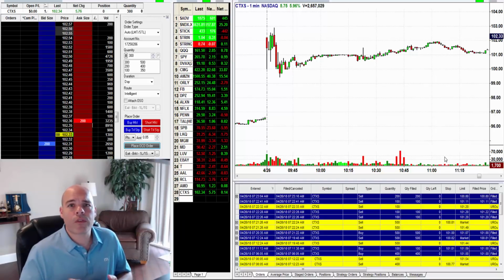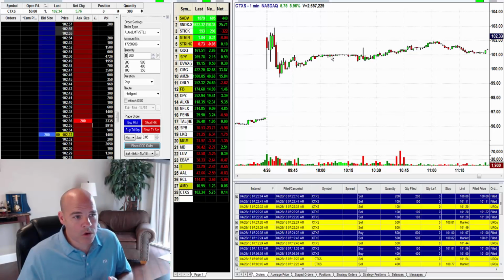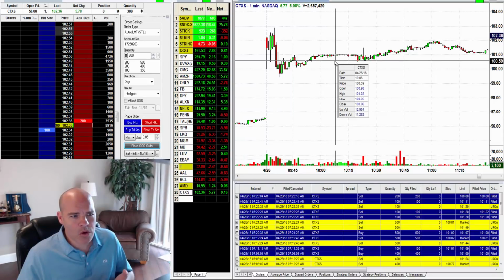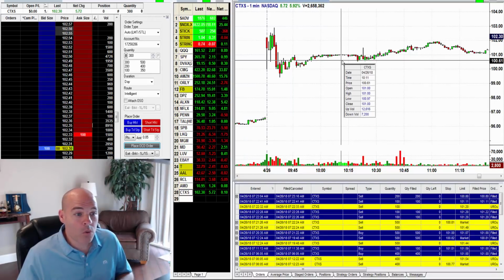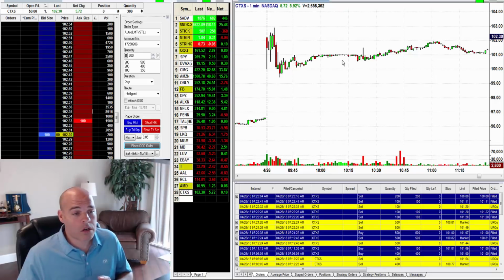Before I go over each one of those, let's take a quick look at CTXS and see what I'm talking about. We can see on the chart here, guys, that CTXS has this beautiful consolidation at 101. This is a 1 minute chart. So it dropped, bounced, retested, and popped, and then it just stayed at 101, 101, 101. It actually popped over to 101.02, 101.01, 101.01 a couple times.